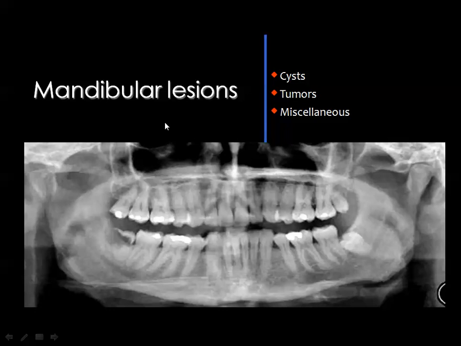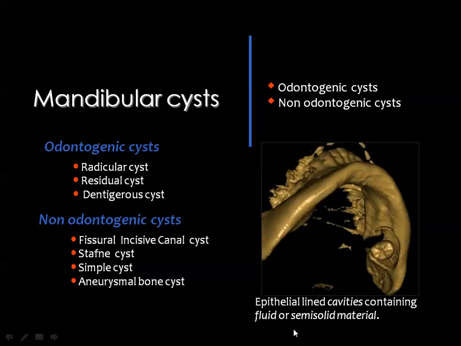Number one, the mandibular cysts and tumors. Then we'll show some miscellaneous conditions. Now, mandibular cysts: we used to divide the lesions of the mandible into those originating from the odontogenic structures, and others which can occur in the mandible similar to any bone in the human body, which are non-odontogenic cysts. The odontogenic cysts include the radicular cyst, the residual cyst, and the dentigerous cyst.